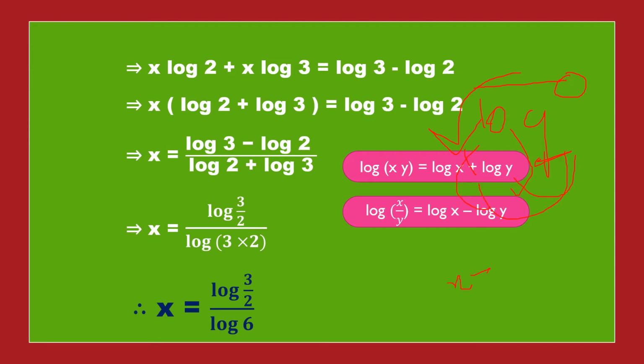For separation, first you separate the terms. Okay, then whatever x terms are there, write them on the left side, and the other things on the right side. Take x as common and send whatever is there extra apart from x to the right side, and use the suitable property which is applied. Okay, so log 3 by 2 by log 6. 3 into 2 is 6. Clear? So let us go to the ninth problem.